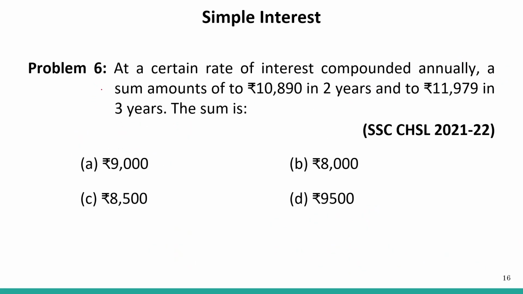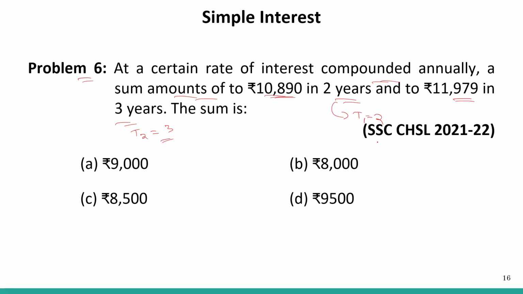So let's see problem number 6. At a certain rate of interest compounded annually, a sum amounts to 10,890 in 2 years, so T is equal to 2, and this much in 3 years. So this will be T2 and this will be T1: T1 is equal to 2 and T2 is equal to 3. So what is the sum? Is it 9,000, 8,000, 8,500 or 9,500? We'll see which among these 4 is actually correct.